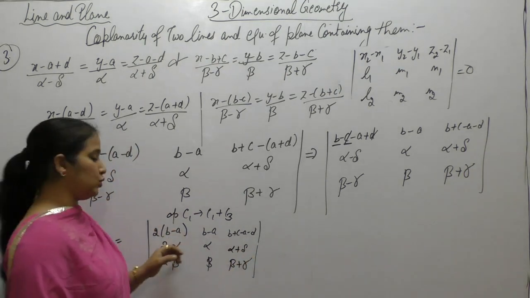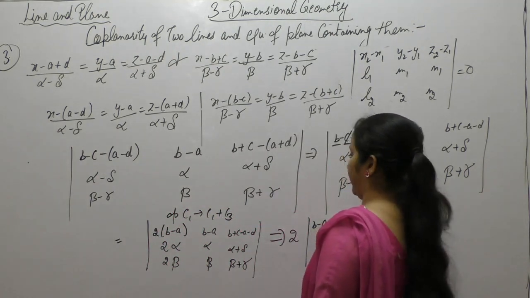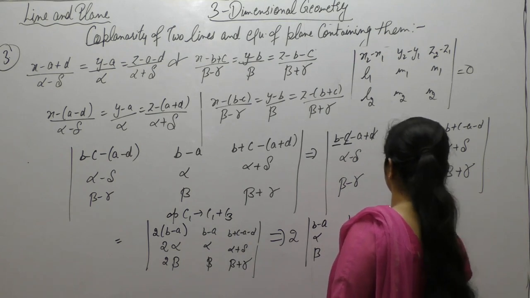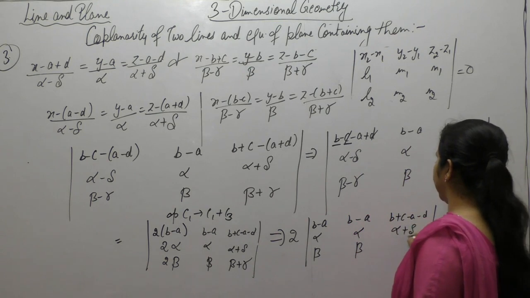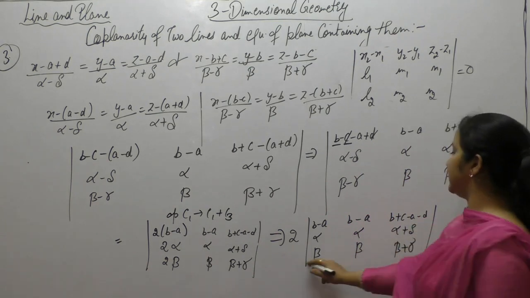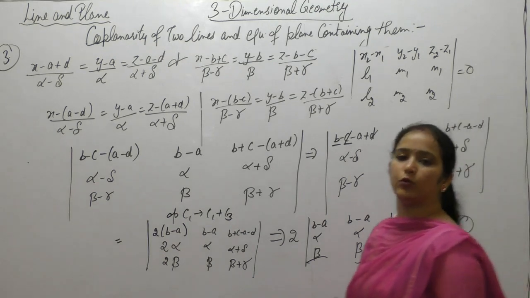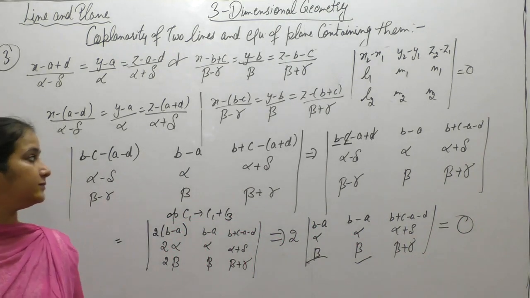If we take 2 common from column 1, then we are left with... now 2 columns are identical, column 1 and 2. C1 and C2 are identical. Therefore, this determinant will be equal to 0. Therefore, the given lines are coplanar.